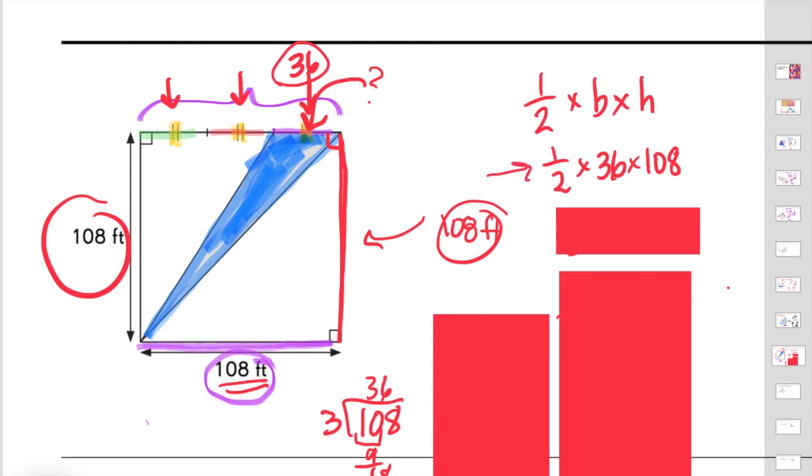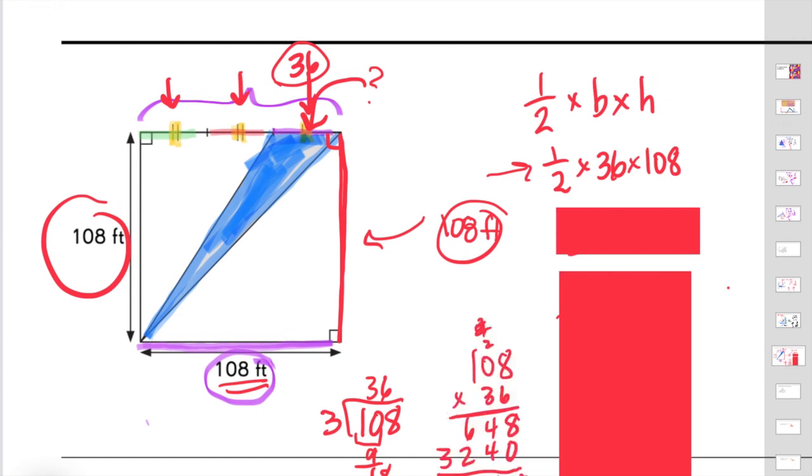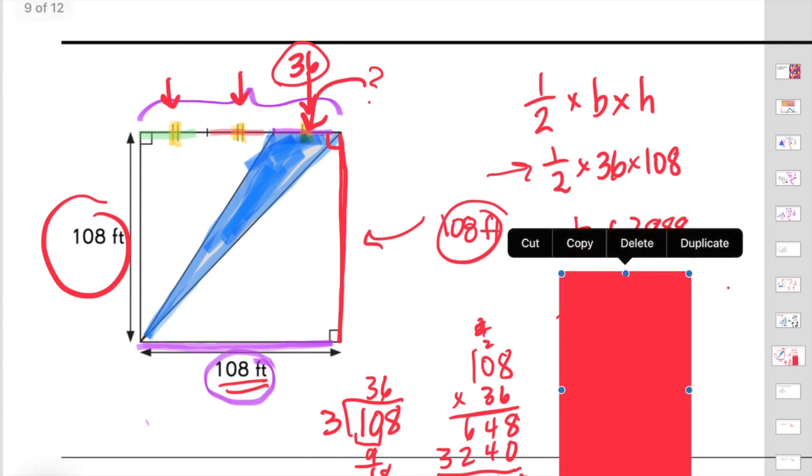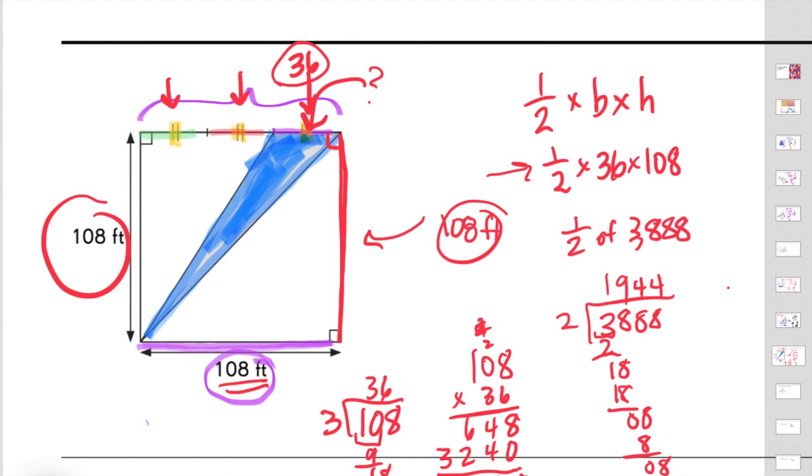And so we can take half of 36 times 108. And 36 times 108 is 3,888. And so next, you need to take half of that, so half of 3,888. When you take half of something, you're dividing it by 2. And so 3,888 divided by 2 is 1,944. So the area of this triangle would be 1,944 square feet.